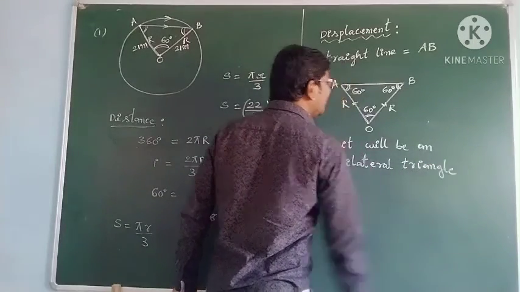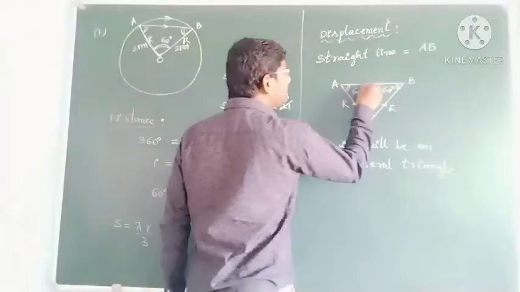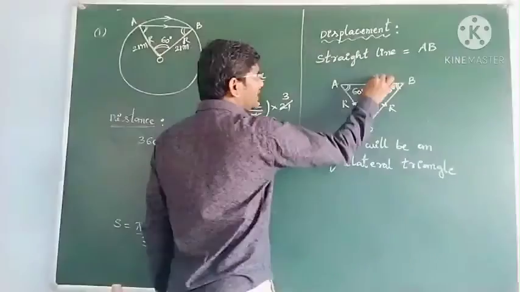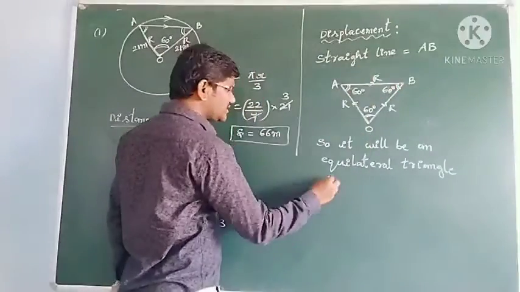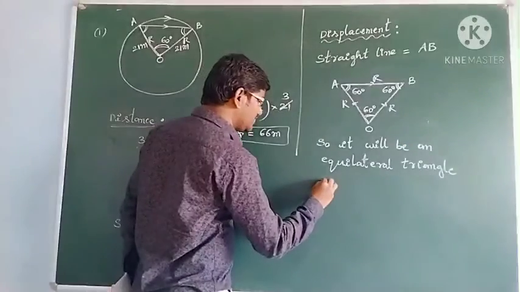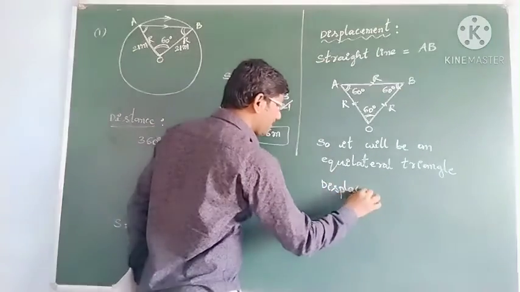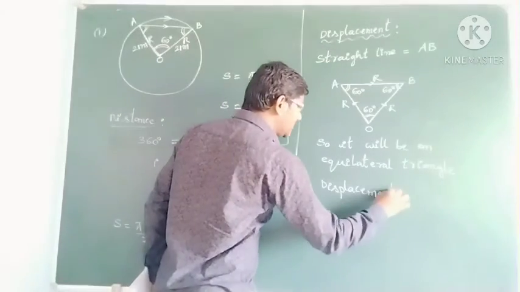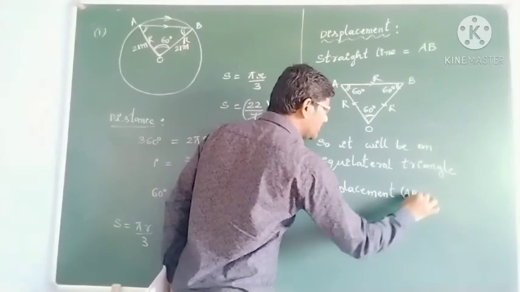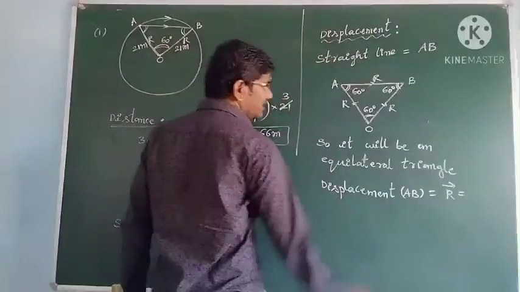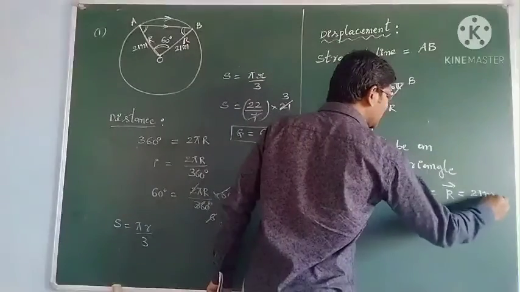So it will be an equilateral triangle. So this side is also R. So displacement is equal to AB, that is equal to R. That is 21 meters is the displacement.